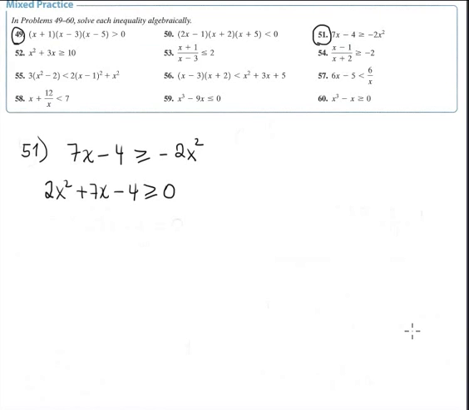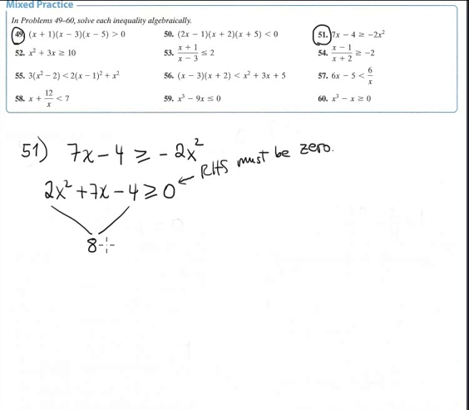Okay, 51 is 7x minus 4 greater than or equal to minus 2x squared. I write in standard form. Remember, the right hand side must be 0 to start any problem of inequality that contains polynomial or rational. In this case, we can do the factorization.